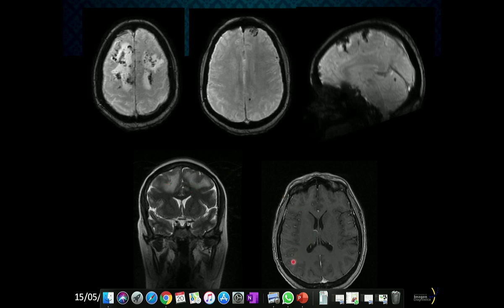And this is another image at the level of the basal ganglia, a T1 enhanced. What we can show again, there's no abnormal enhancement. So this patient doesn't have infiltration of leukemia or lymphoma. So at this point, what can we conclude with these images? Well, we don't have evidence of infiltration of leukemia or lymphoma.